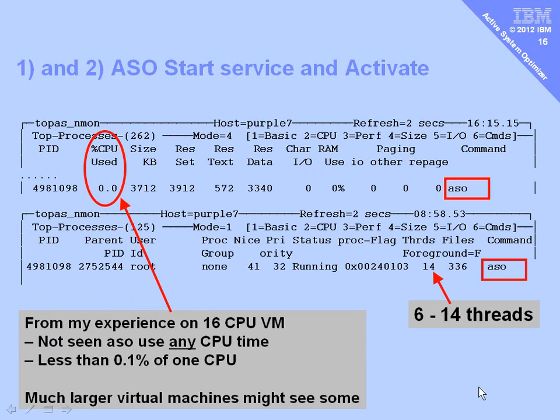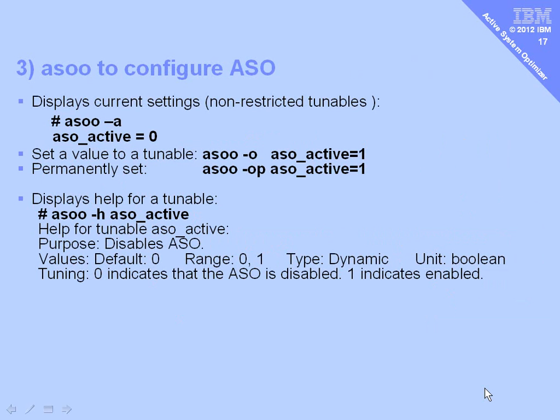If you then go looking for the details with the ps command or nmon, you can see this new process running. I've never actually found it using any CPU time at all. It's using a tiny fraction, less than 0.1 of 1 CPU. It does change the number of threads that it's using as it's tracking various workloads and trying to decide what to do. The asoo command is like the other options commands, vmo for example, and has the same similar configuration details. Don't forget the -p if you want it permanently set, so that will carry on over a reboot. The -h gives you some information about what the numbers mean.